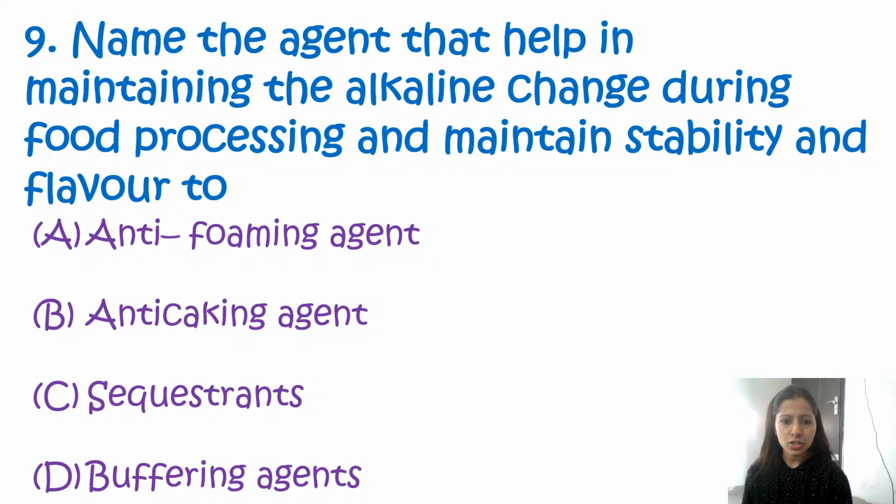Whereas what are sequestrants? Sequestrants are those compounds that bind to metal ions such as calcium, magnesium, and iron, in order to prevent oxidation, discoloration or rancidity. Whereas what are buffering agents? Buffering agents are those that help in maintaining the alkaline change during food processing and maintain stability and flavor. So my correct option will be option number D, that is buffering agents.